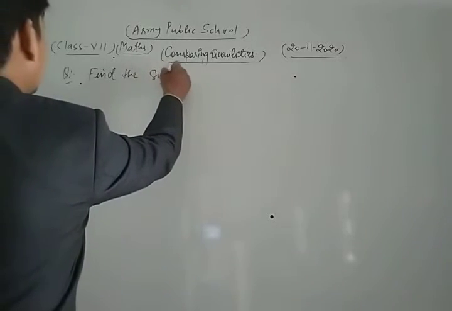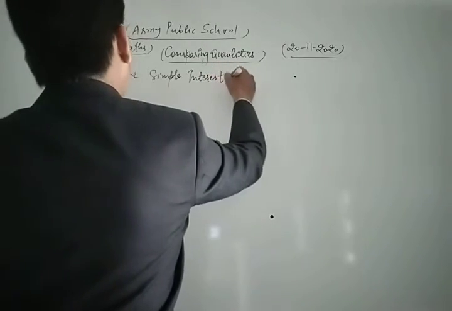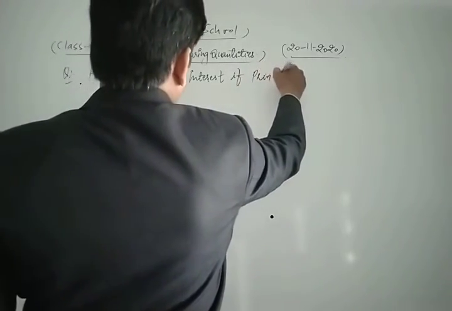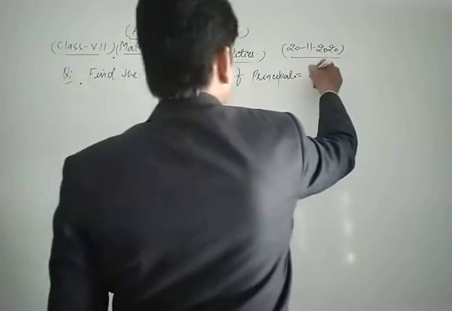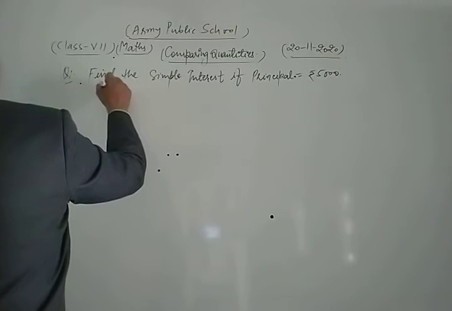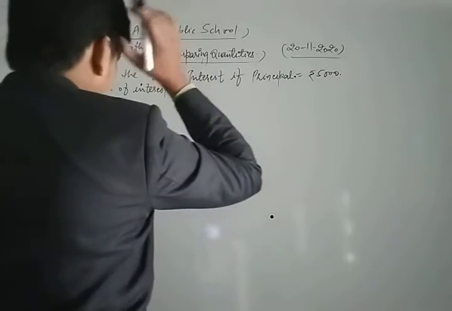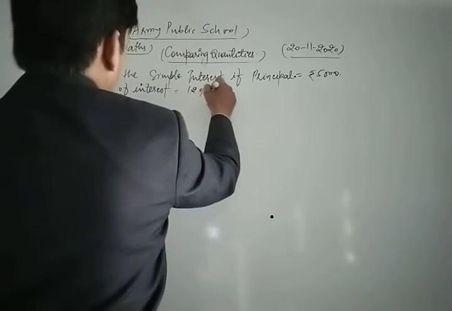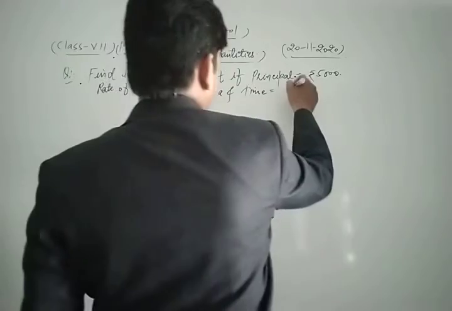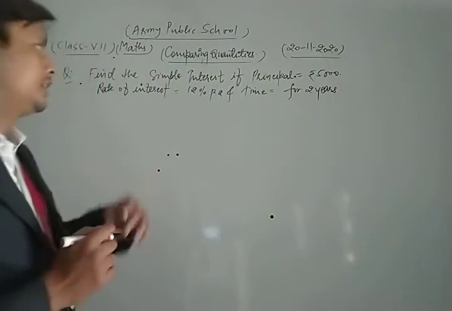Find the simple interest if principal is rupees 5,000, rate of interest is equal to what? 12% per annum, and time is for 2 years. This is the question here.